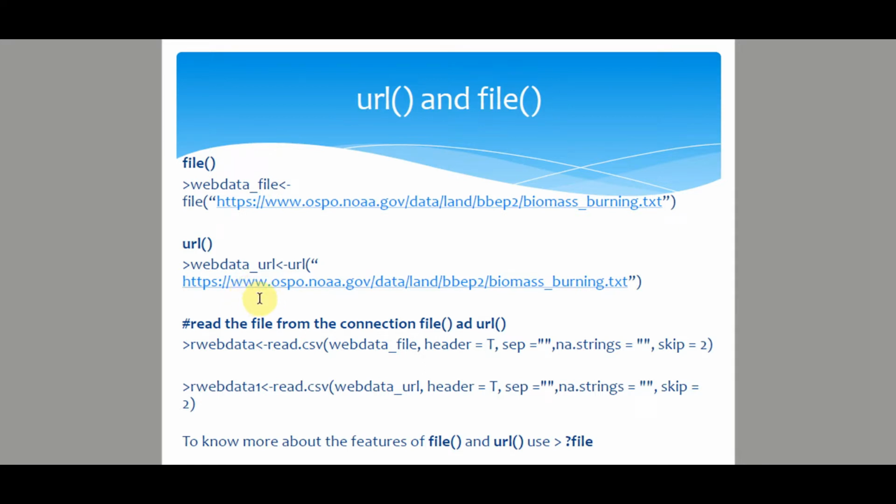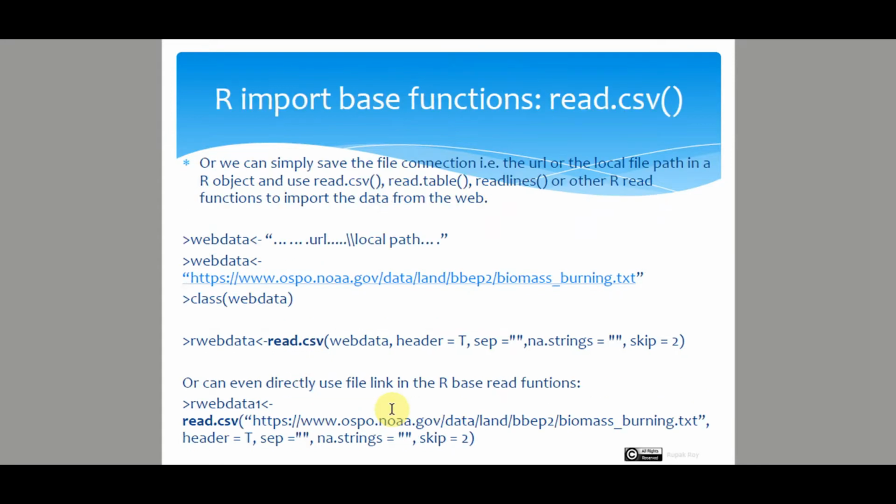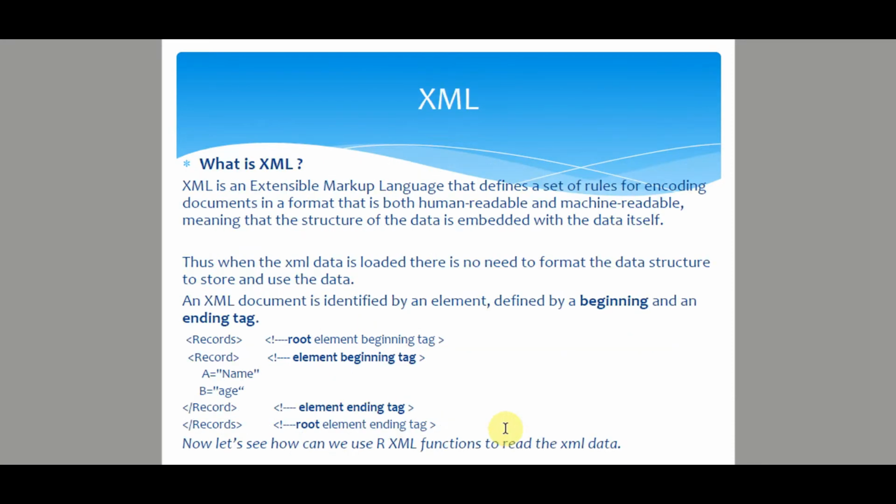Then read the file from the connection, that is the R object made by the file and url function, using our regular R-based functions like read.csv, read.table, readLines, etc. We can also use the file link in the R-based functions rather than saving it in an R object.